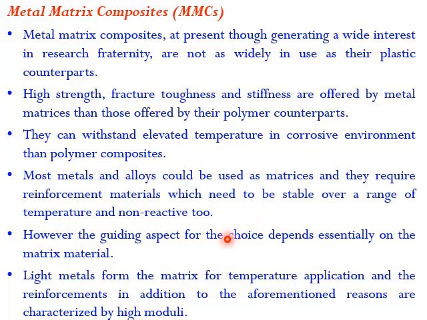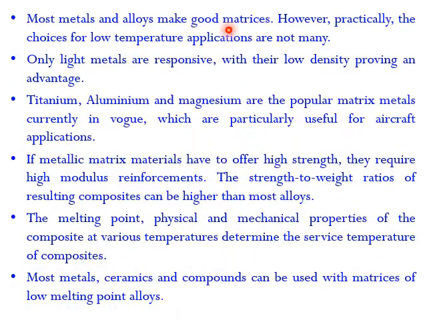Most of the metals used as a matrix require a reinforcement material which needs to be stable over a range of temperature. However, the guiding aspect for the choice depends essentially on the matrix material, which should be lightweight and have a high modulus of rigidity, modulus of elasticity. For low temperature applications, only light metals are responsive as a matrix material, like aluminum, titanium, magnesium.